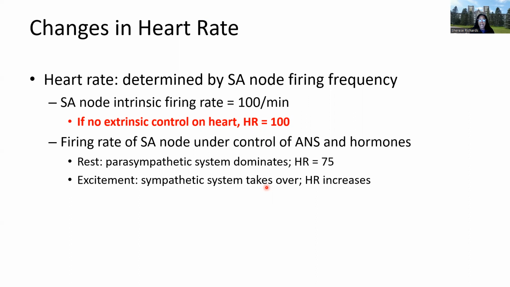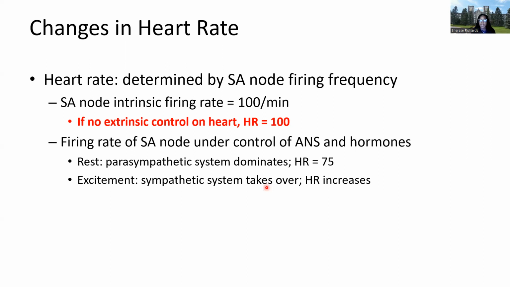So heart rate is determined by the rate of the SA node firing. How fast is that SA node firing in terms of its innate autorhythmicity? We know that if there is no extrinsic control, the SA node would fire at about 100 action potentials per minute. So if you were to take an SA nodal cell and put it into a Petri dish and allow it to generate action potentials of its own doing without any type of extrinsic influence, it would generate 100 action potentials every minute.